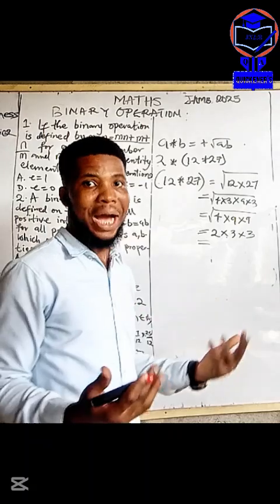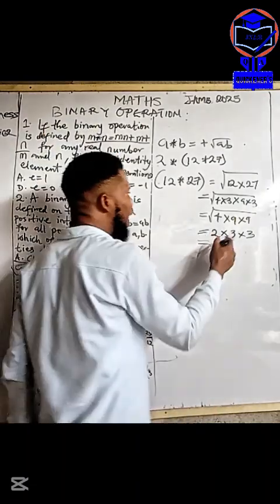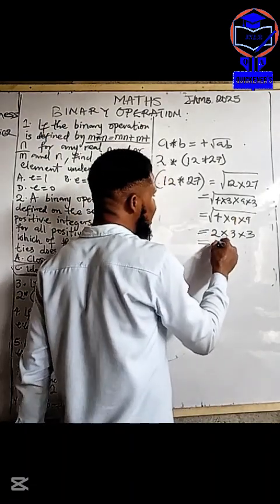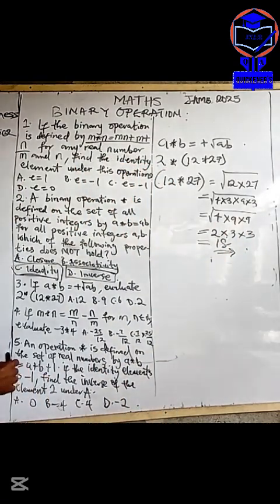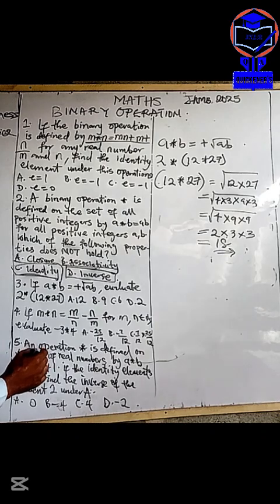But this will also go with a factor, alright? So 2 times 2, now this is times 3, 18. So my answer is 18. And the correct option is what?